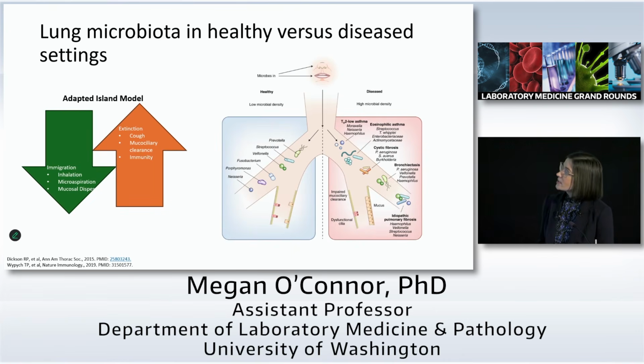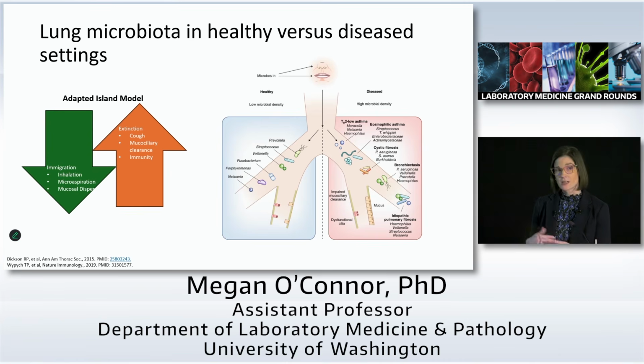And there's this idea about how the lung is being seeded, and that the microbes are most likely coming from the oral cavity as well as the oropharynx. And so we have immigration of these microbes through different mechanisms such as inhalation as well as microaspiration. And then we're also going to have different extinction methods, including cough. You could have immune clearance and mucociliary clearance as well.